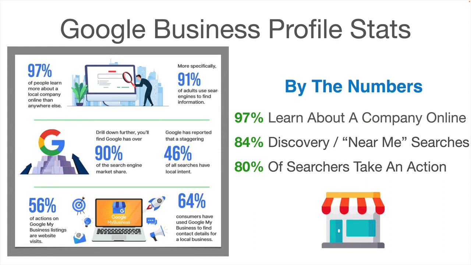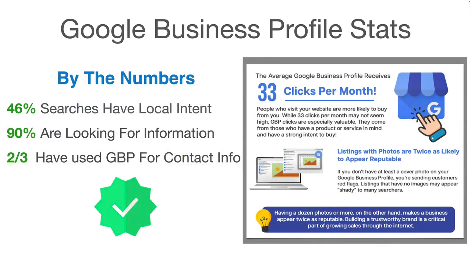If you look at the Google business profile stats, 97% of people learn about a company online. 84% of discovery searches are near me searches, and 8 out of 10 folks take action, right? If you look down by the numbers, almost half, 46% of all searches have local intent. 90% of people are looking for information, and 2/3 of folks have used Google Business Profile to find the contact information that they're looking for.